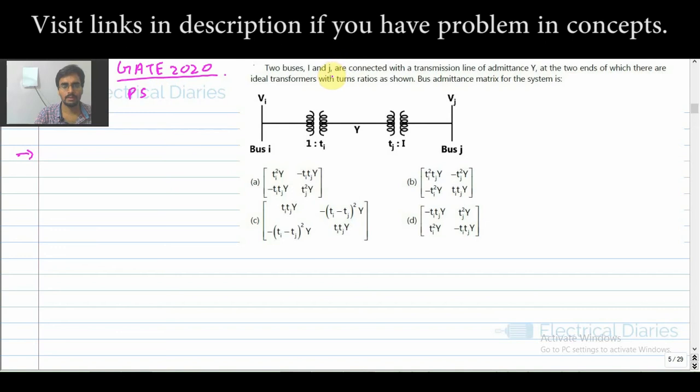So the buses I and J are connected with a transmission line of admittance Y. Okay, the two ends of which are the ideal transformers. Okay, turns ratio as given, 1 is to Ti, and this will be Tj is to 1. Okay, bus admittance matrix. So you have to find the bus admittance matrix, that is your Y.